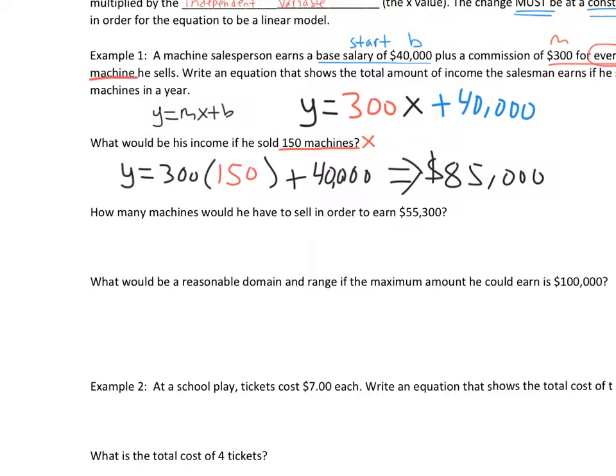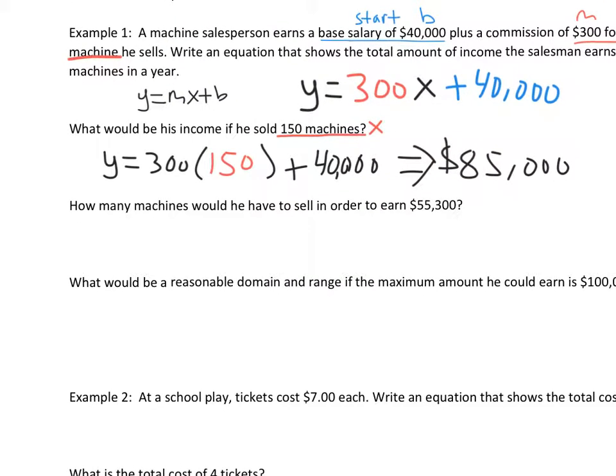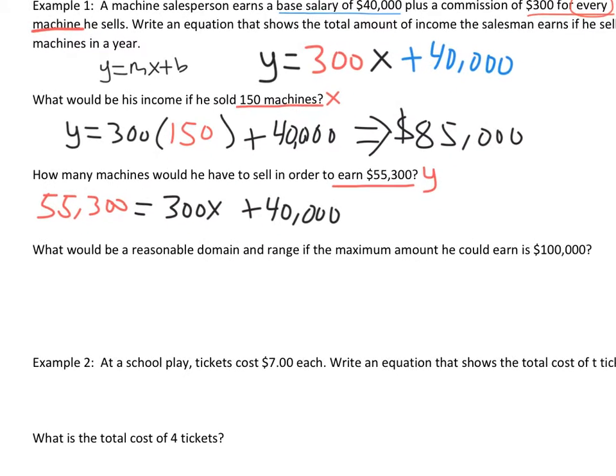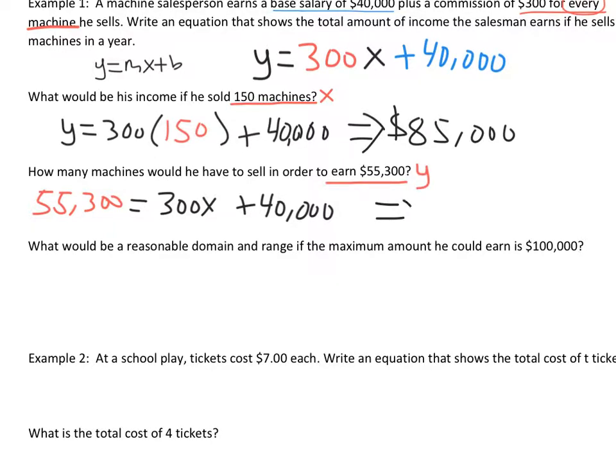All right, how many machines would he have to sell in order to earn $55,300? So this 55,300 is the amount he earns, and we know that the y stands for the total amount of money that he earns. So that's going to be plugged in for the y. So instead of y equals, we're going to have 55,300 is equal to 300x plus 40,000. I want you guys to try to practice solving that for x. I will give you the answer. The answer should be 51 machines.